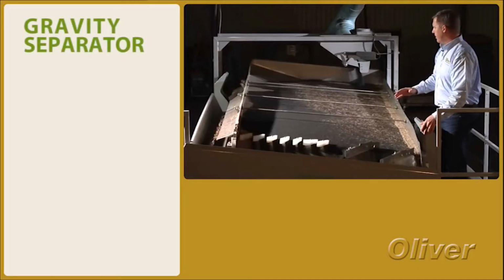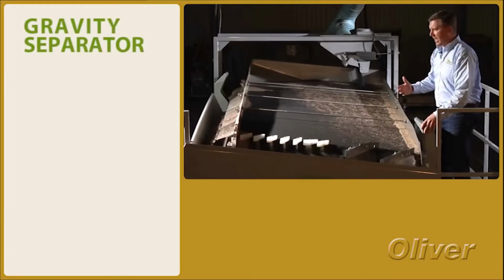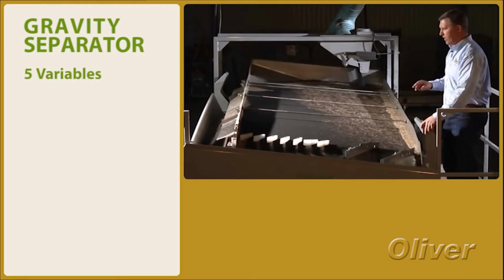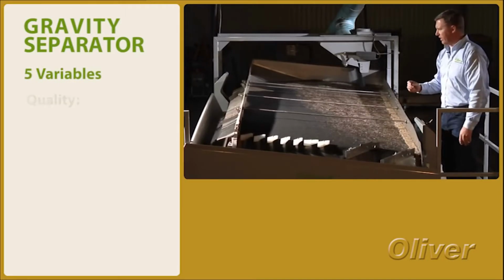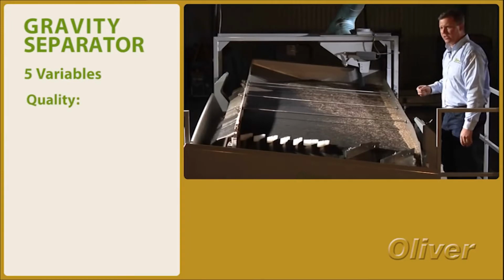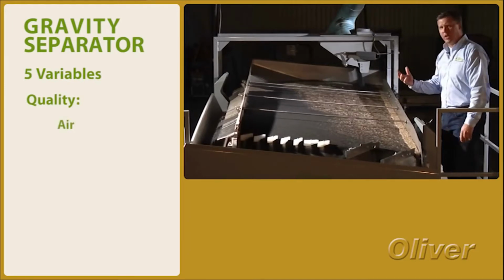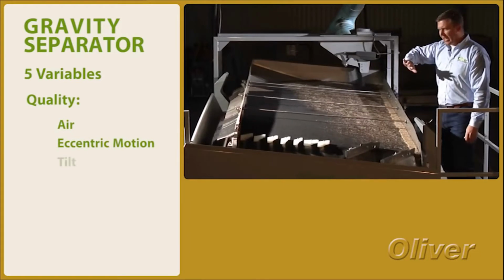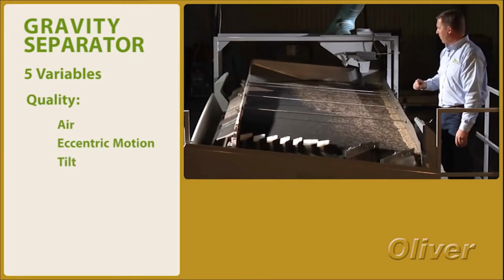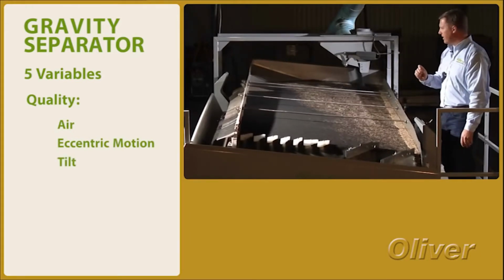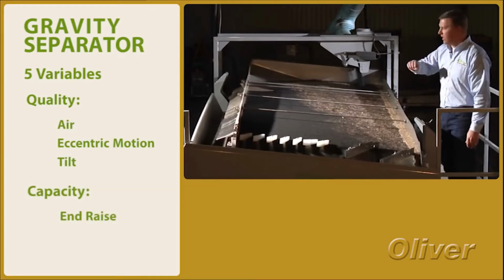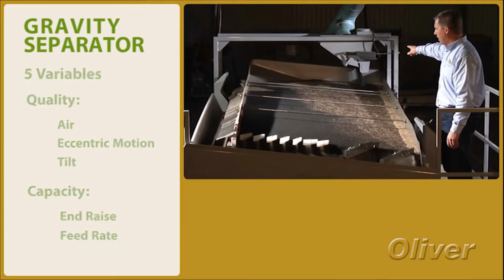This separation is basically allowed by an adjustment of 5 different things on this deck. 3 of them are going to affect the quality of the separation. Those 3 things are the airflow up through the product stream, the eccentric motion of the deck, and also the side tilt of that deck. As far as the other 2, they are basically built around capacity, and they're end rays of this particular deck, and also the feed rate that you see here.